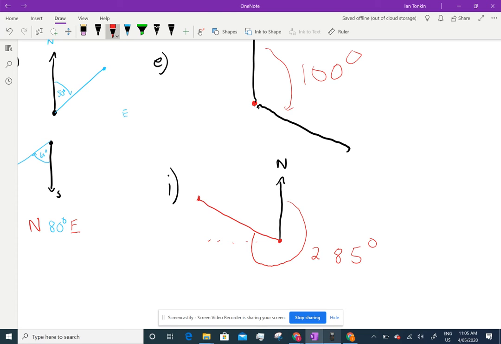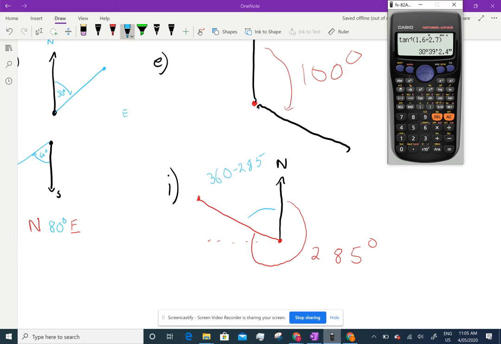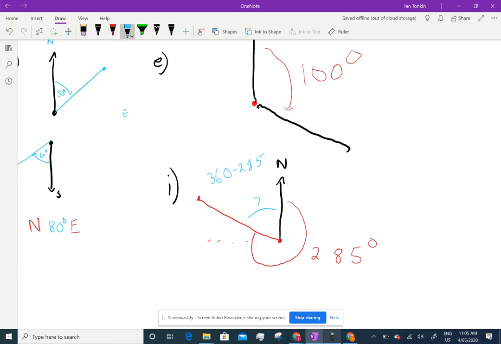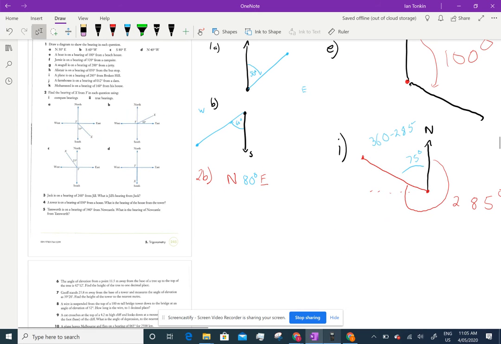Degrees. Now, you should be able to work out what this angle is in here. It's 360 minus 285. And I'm going to the calculator for that because I made a stupid mistake in one of my earlier videos and I don't want to do it again. Minus 285. And that's 75 degrees. And finding these angles is all important. Okay. So there's two of those.